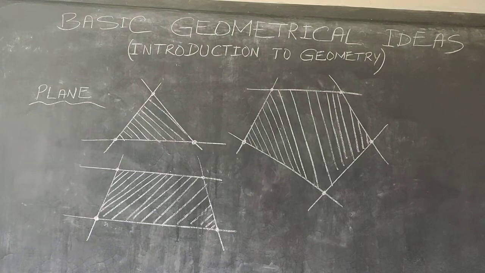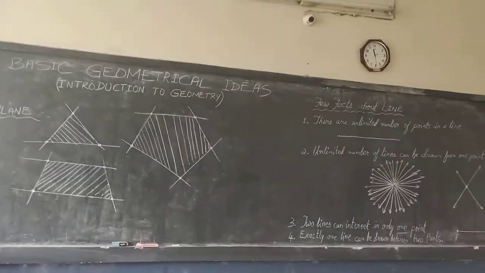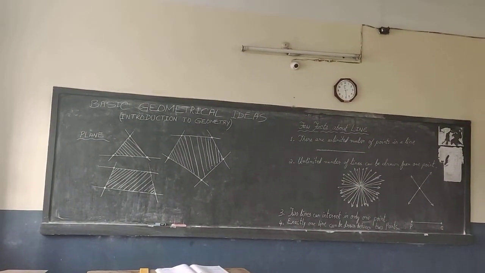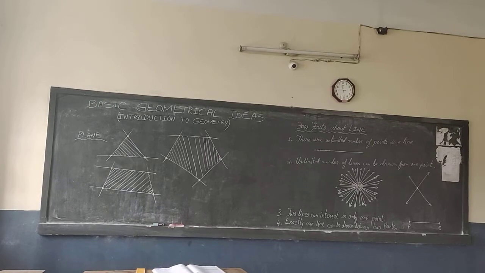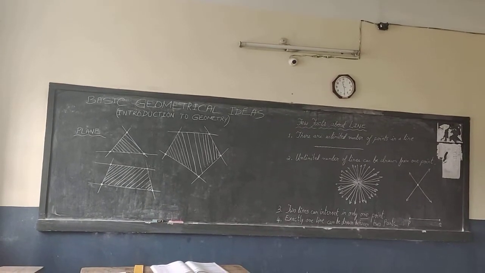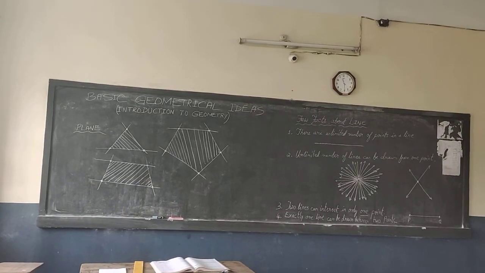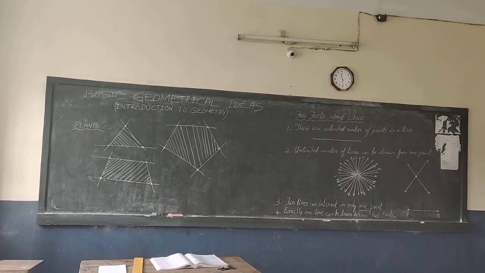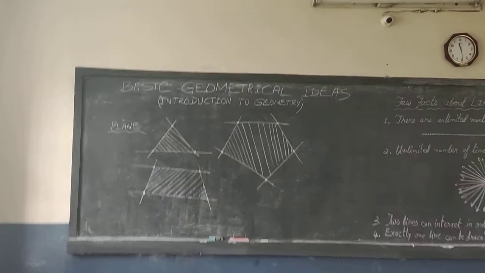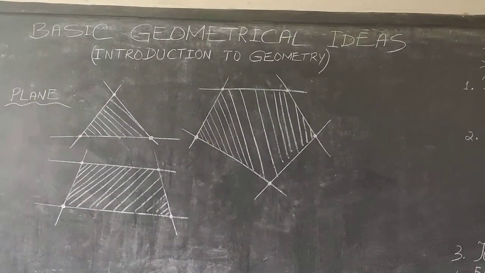If you see very carefully, our blackboard is also a plane. Let me take my camera a little back. Our blackboard consists of four lines also: one on the top and one on the bottom, and two lines, one on the left and one on the right. They intersect each other and they form a rectangular blackboard over here. Alright, so our blackboard is also a plane.